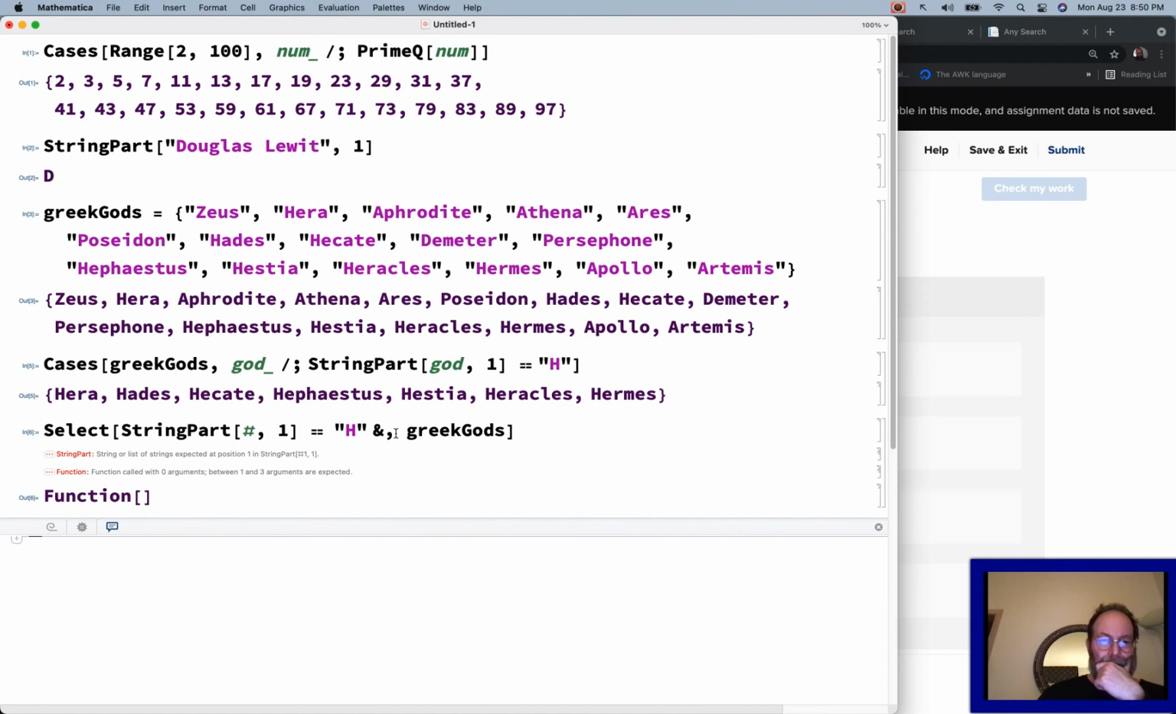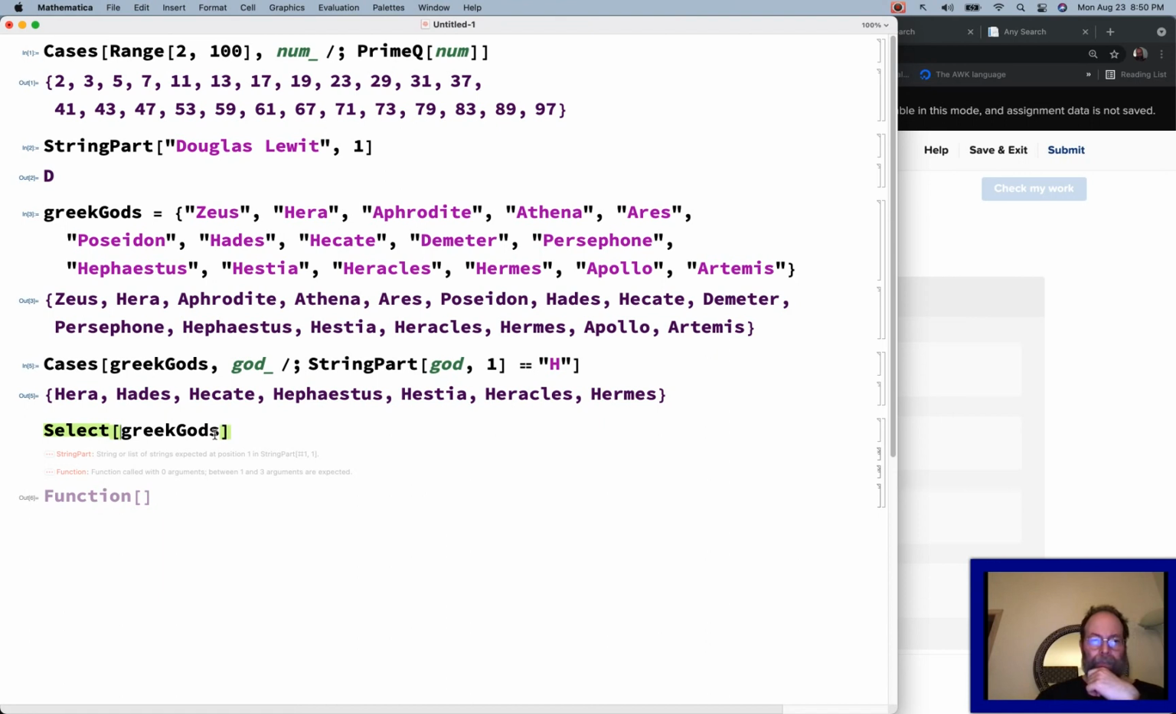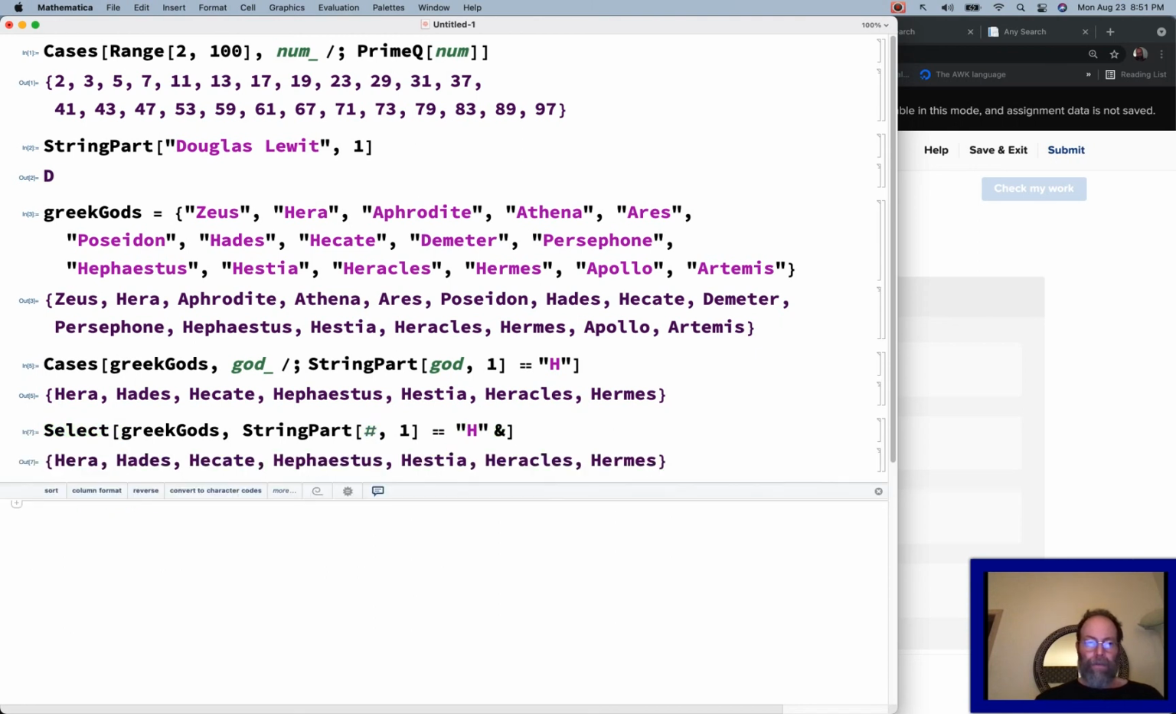All right, so why? Okay, hold on. String or list of string? Interesting. Hold on one second. String part 1 is equal to h. Okay, same thing. Except here, I have to create a lambda function or an anonymous function. And you do that using the hash symbol, and you must conclude with the ampersand. So it's just slightly different. Okay?